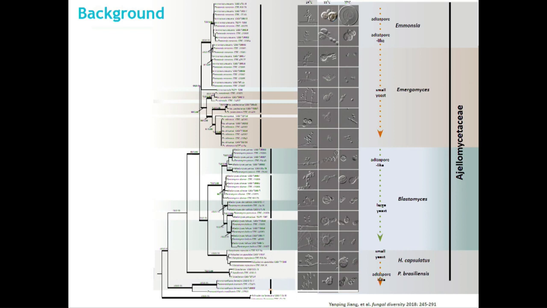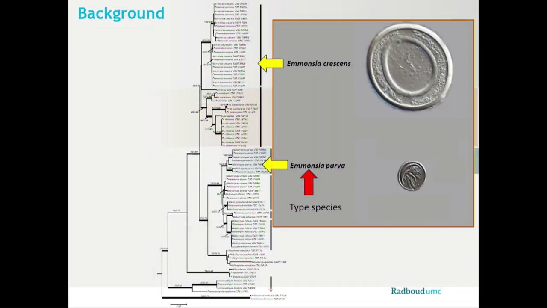Based on our previous study, it has been proved that Emmonsia is a close neighbor of the novel genus Emergomyces. Traditionally, this genus, Emmonsia, included two classic species, Emmonsia crescens and Emmonsia parva, with the latter as the type species. But based on our previous study, these two species lie in different clades.